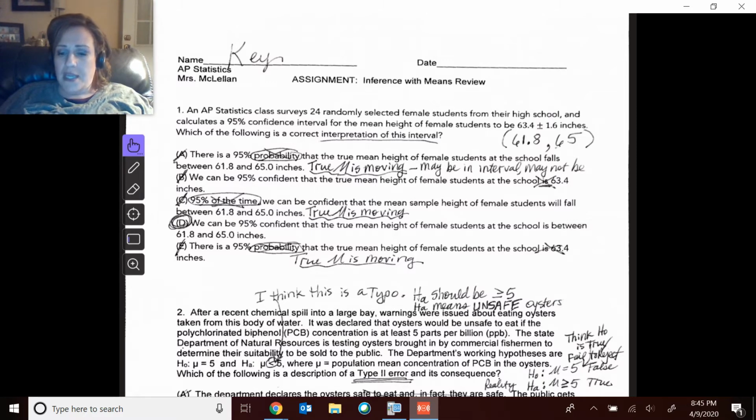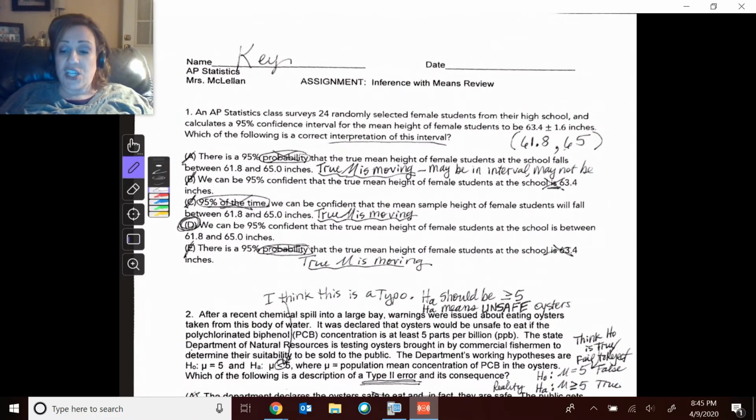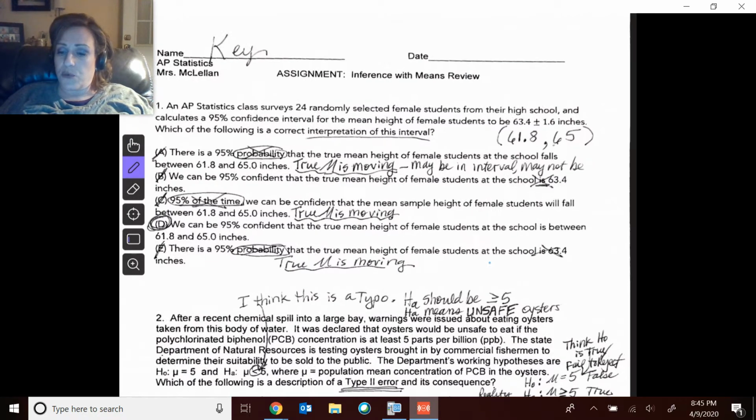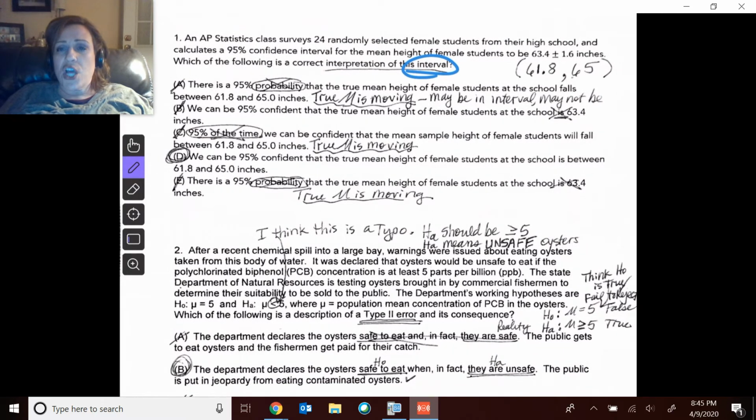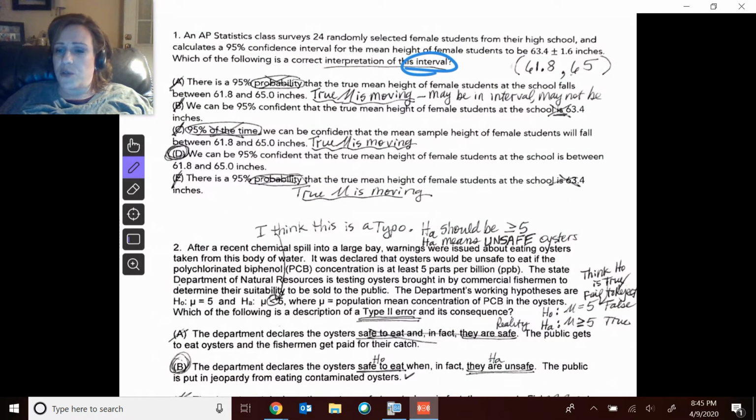Okay, so in actually interpreting the interval, not the confidence level. Okay, so remember, we're paying attention to what we are interpreting on here. So here were those number values when you actually made the interval. Okay, now let's talk about this because this wording is very tricky.